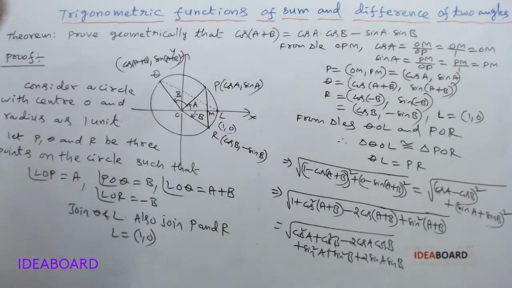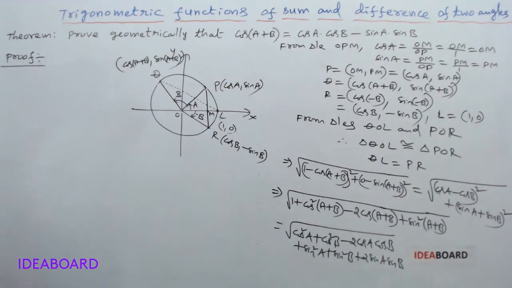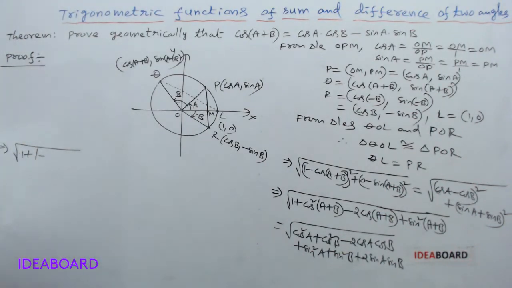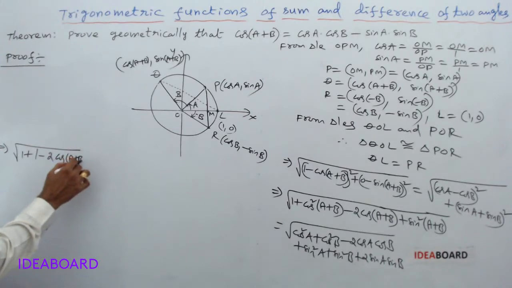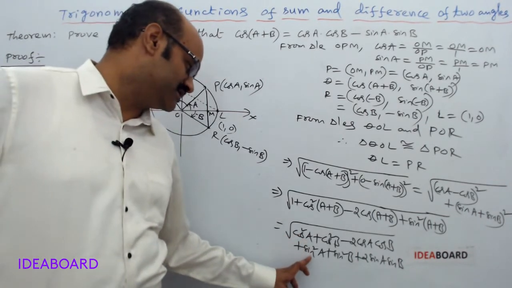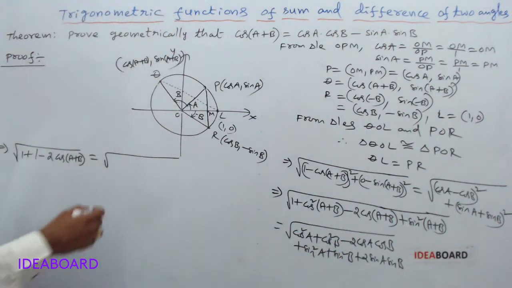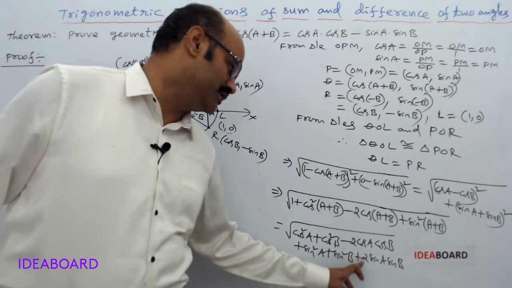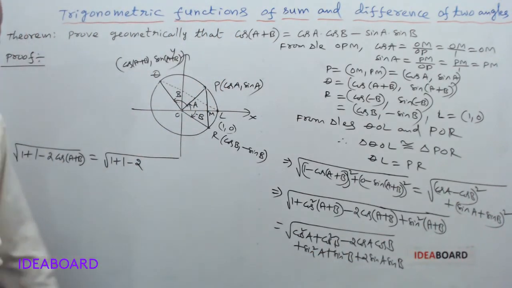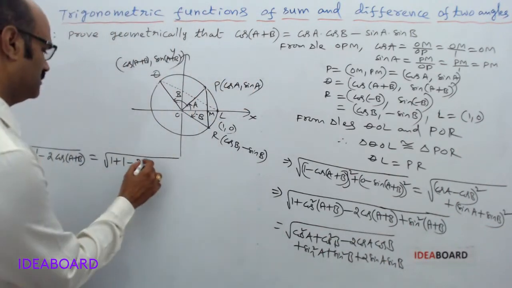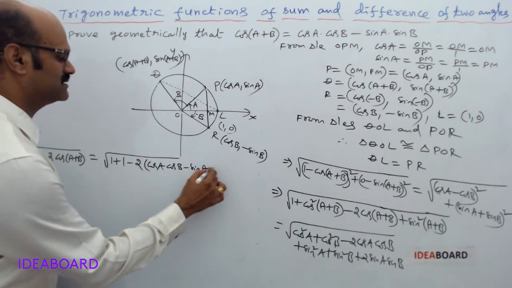Now it implies we have the square root of 1 plus cos square (A plus B) plus sin square (A plus B) equals 1, so 1 plus 1 minus 2 cos of (A plus B) equals, since cos square A plus sin square A equals 1 and cos square B plus sin square B equals 1, the square root of 1 plus 1 plus 2, taking minus 2 common, we have cos A cos B minus sin A sin B.